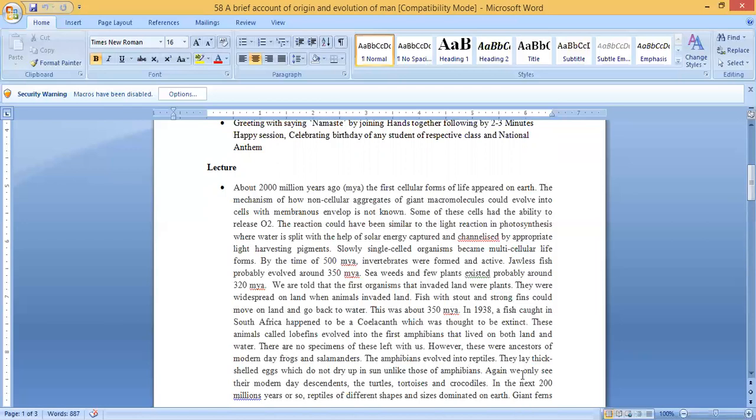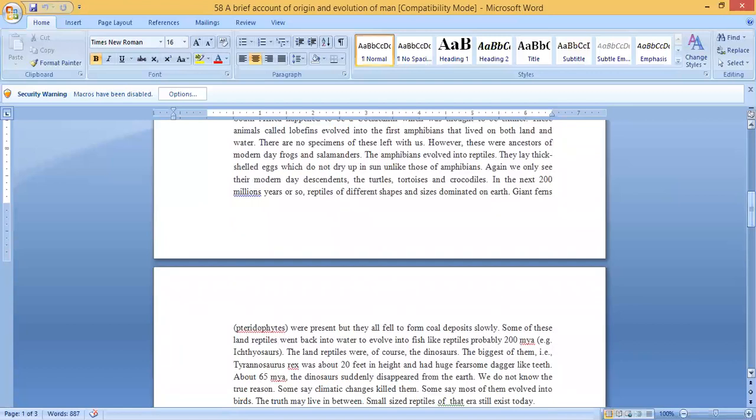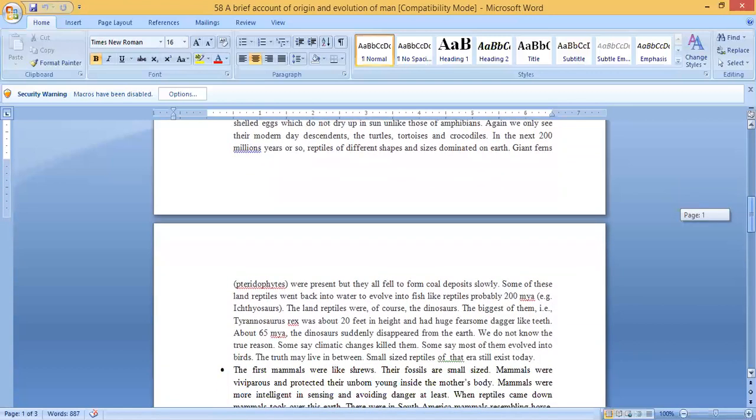So the amphibians evolved into reptiles. They lay thick-shelled eggs which do not dry up in the sun, unlike those of amphibians. So again, we only see their modern day descendants, the turtles, tortoise, crocodiles. In the next 200 million years or so, reptiles of different shapes and sizes dominated the earth. So giant ferns, pteridophytes were present, but they all fell to form the coal deposits slowly. Some of these land reptiles went back into water to evolve into fish-like reptiles, probably 200 million years ago.